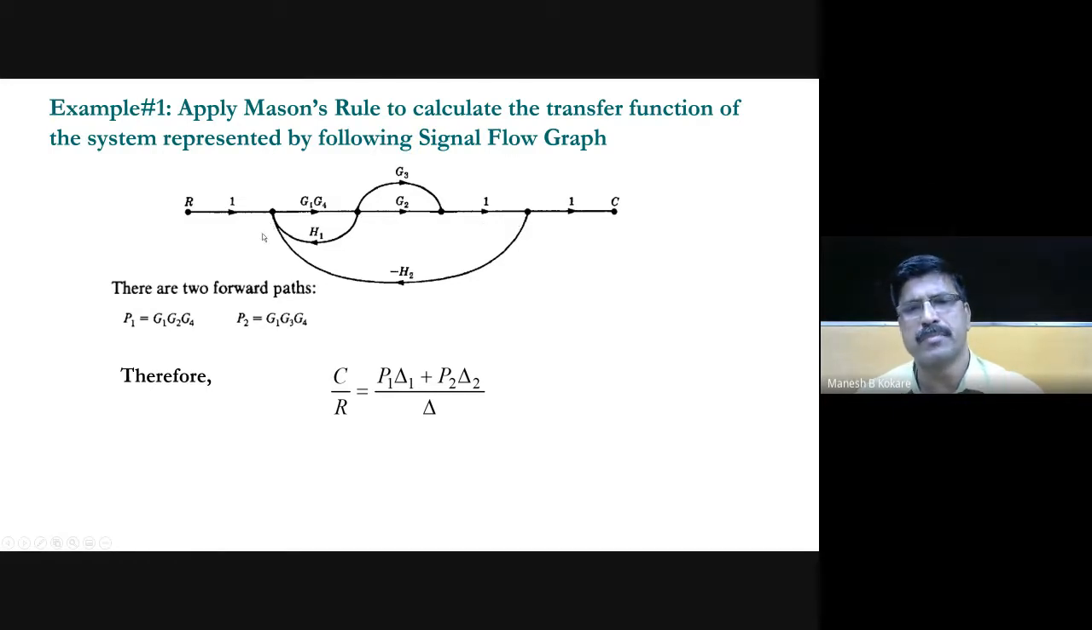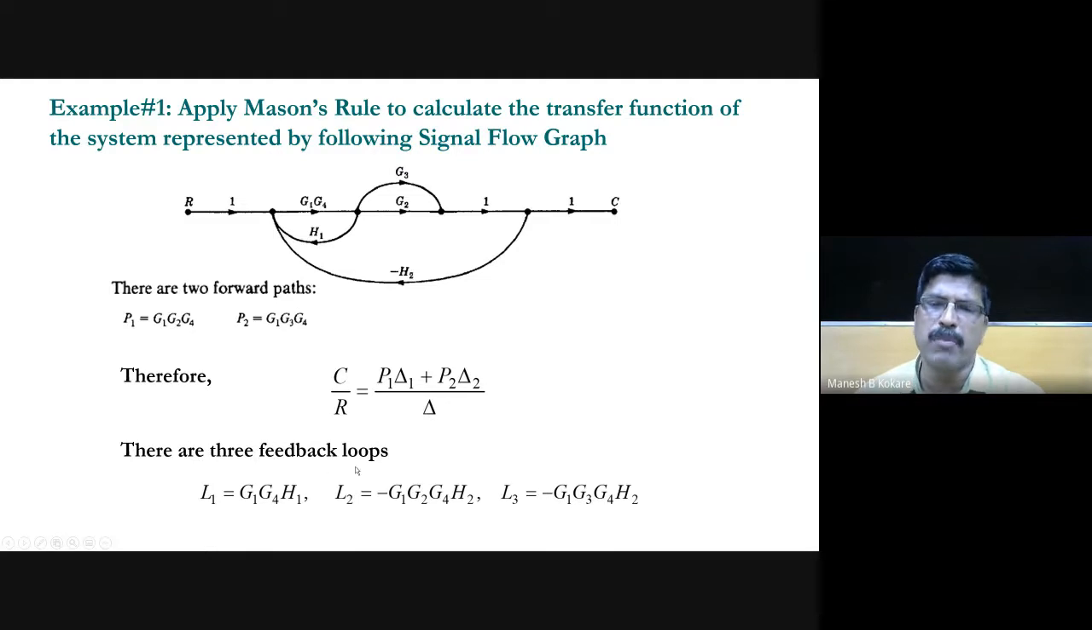Now you know that there are two forward paths. So the overall transfer function will be C by R, which is the summation over i equal to 1 to n of P_i delta_i, divided by delta. If n is equal to 2, the formula will be P1 into delta 1 plus P2 into delta 2, divided by delta. Now there are three loops: the first one is this, the second is this, and the third is this. So we have calculated L1, L2, and L3 individually.